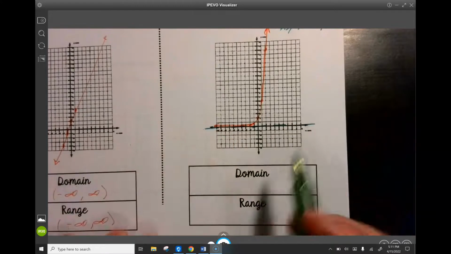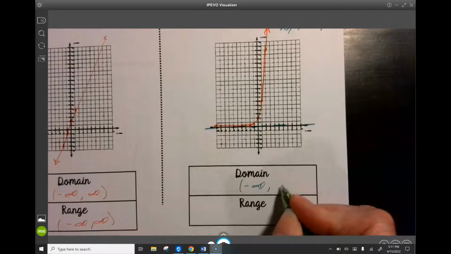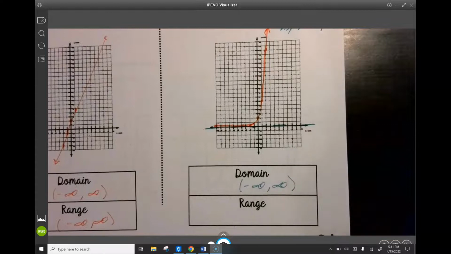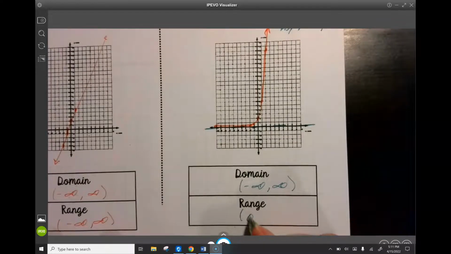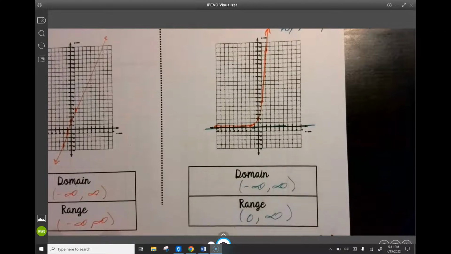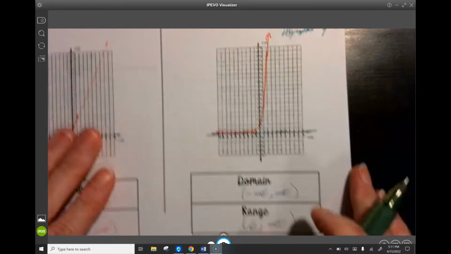Any restrictions on our x? Nope. Any restrictions on our y? Well, huge one. We can't cross that. We can't even touch it. So we know that our range is going to go from 0 to infinity. Okay? Good. Let's look at the homework on the next page.